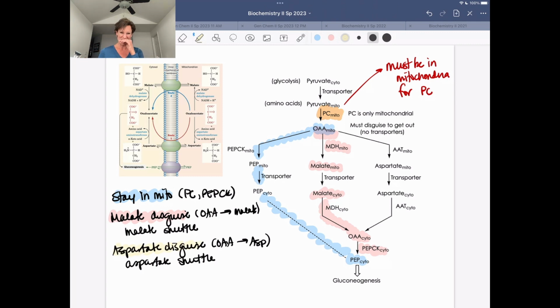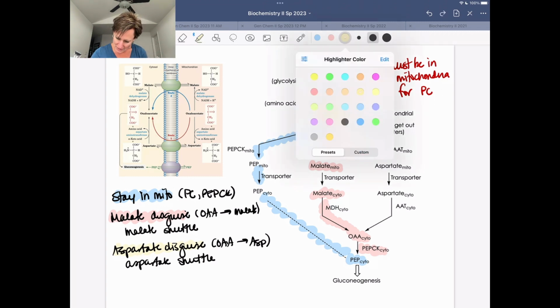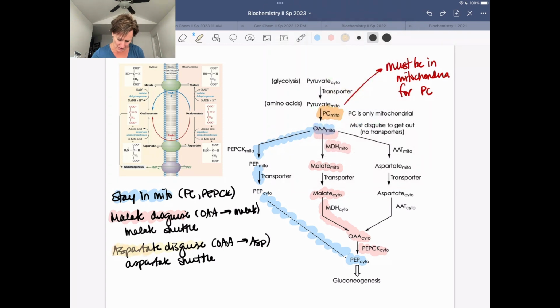So this aspartate disguise is basically going to, again, we always start at the same point here. We're going to start with oxaloacetate. Let me make this a little bit darker here. You can't see that too well. So the aspartate disguise here. So always have to start with oxaloacetate in the mitochondrion because pyruvate carboxylase lives in the mitochondria.